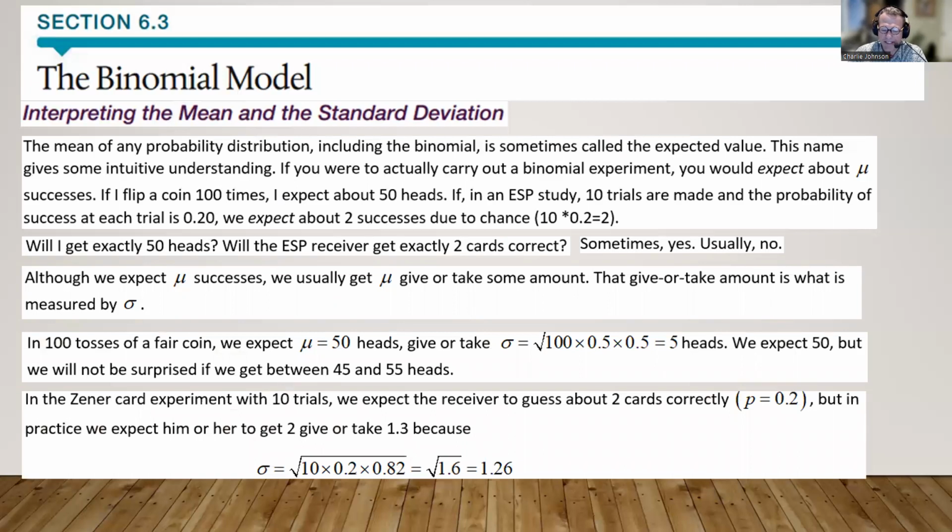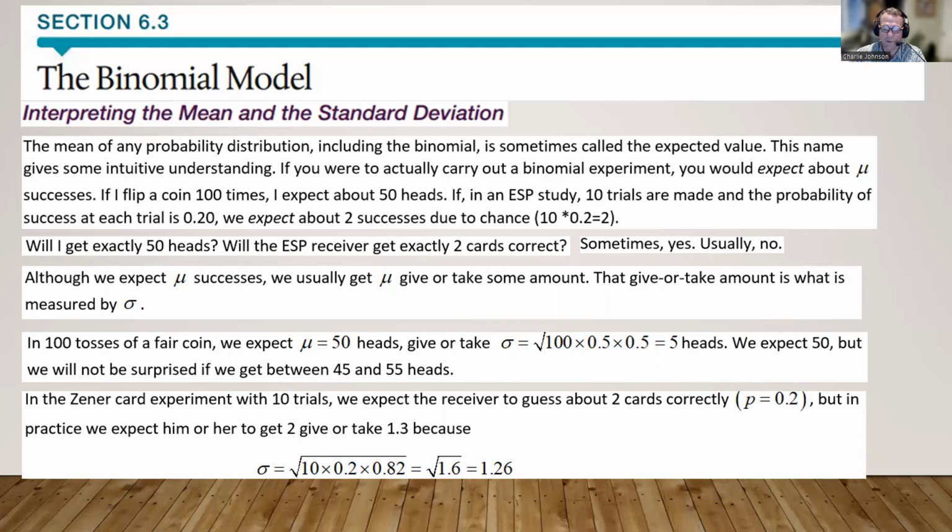For example, in 100 tosses of a fair coin, we expect mu to be 50 because 0.5 times 100 is 50. Give or take the standard deviation of the square root of 100 times 0.5 times 0.5, which is 5 heads. So what that says is we expect 50 give or take 5. So we wouldn't be surprised if we had 50 minus 5, or 45 heads, or 50 plus 5, which is 55 heads. Start getting out much further than the 5 heads, maybe 10 or 15 heads, and now we're starting to get into the surprise.